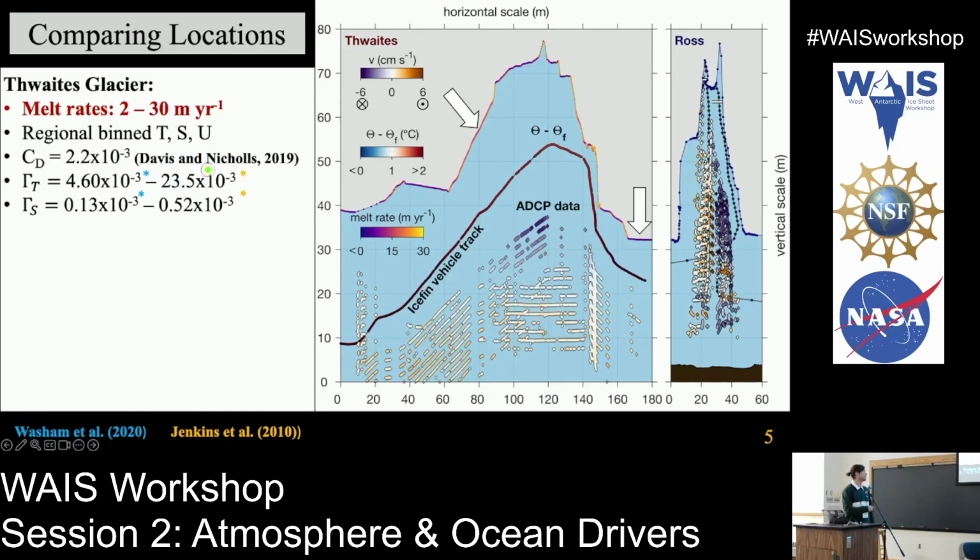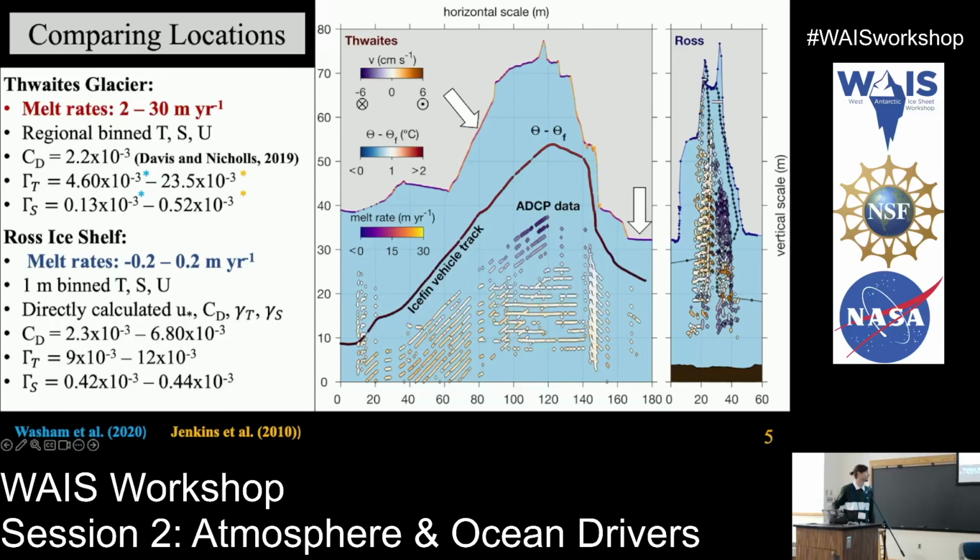And basically, low gammas equals stratification reducing melt. High gammas equals no stratification really influencing melt whatsoever. Now, on the Ross Ice Shelf, you have melt rates here varying between minus 0.2 and 0.2 meters a year. So 2 orders of magnitude lower than the highest. And you actually have freezing.